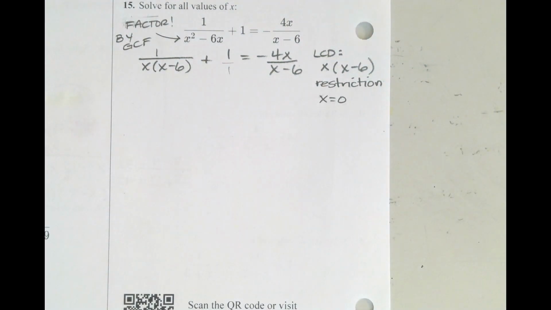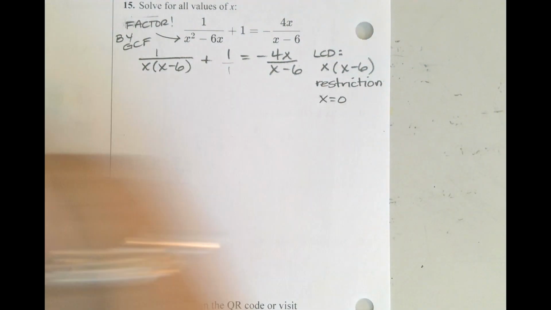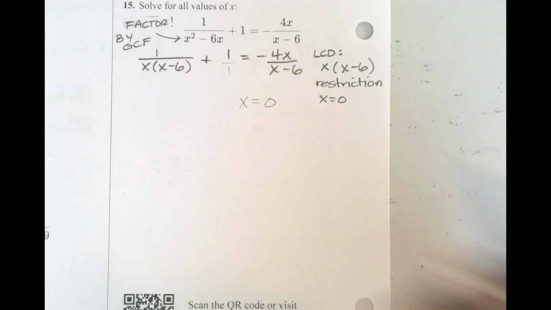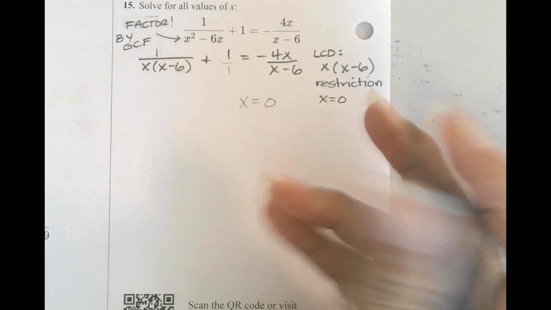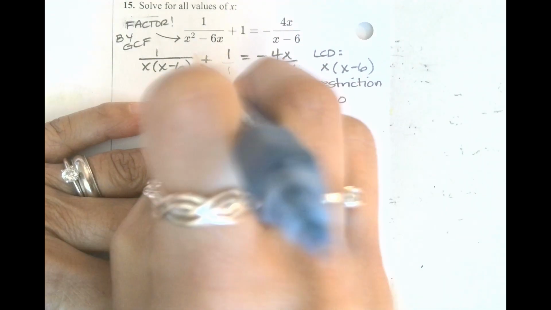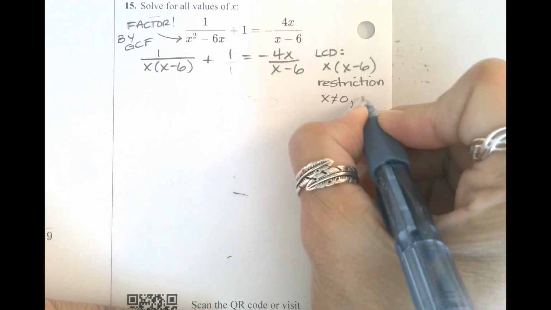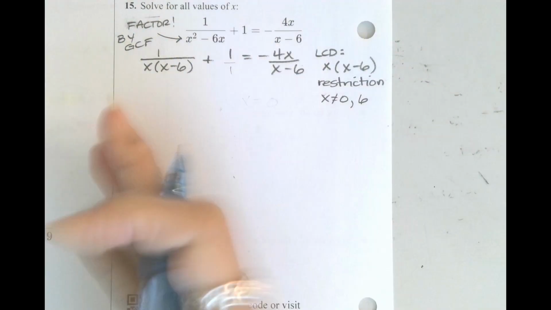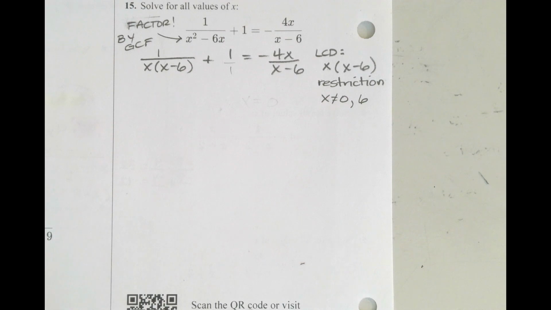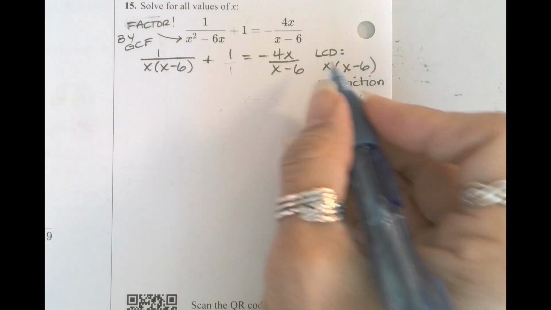Remember, if I set x equal to 0 and solve, do I need to solve anything? No. So x cannot be 0. How about x minus 6? If I set that equal to 0 and solve, what is that going to be? X is 6. So our restricted values are 0 and 6. You are allowed to get any answers and use them except for 0 and 6. All right. So let's multiply everything by our LCD.